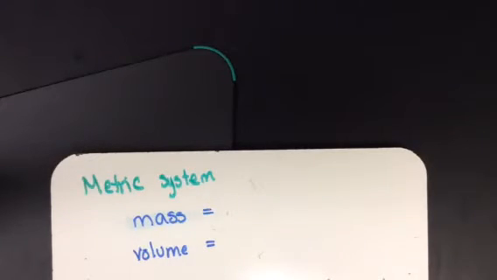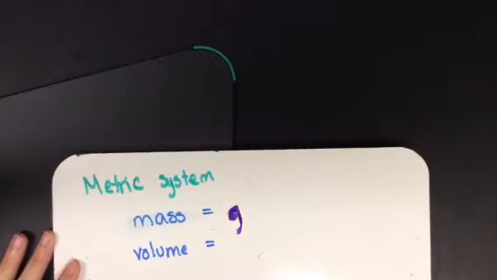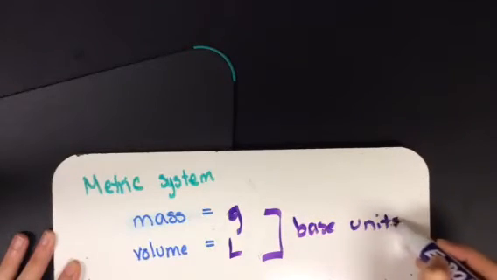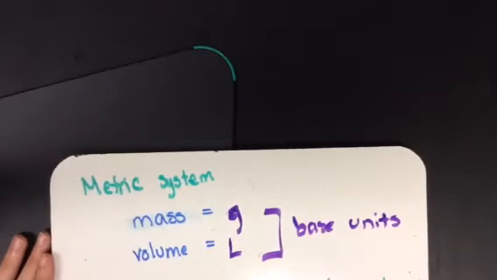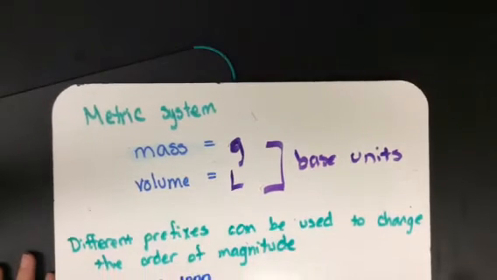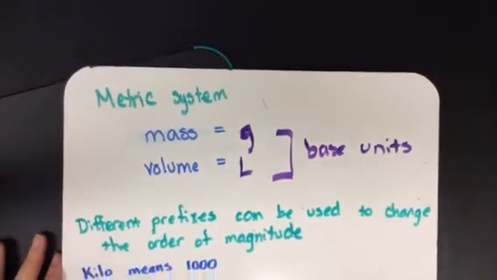Within the metric system, you're going to be using things like grams to measure mass, and to measure volume, you're going to use things like liters. Now, both of these are considered base units. These are the units that you're generally going to use for mass and volume. However, we can change the order of magnitude that we're talking about using different prefixes. So these are prefixes you've very likely heard of before.